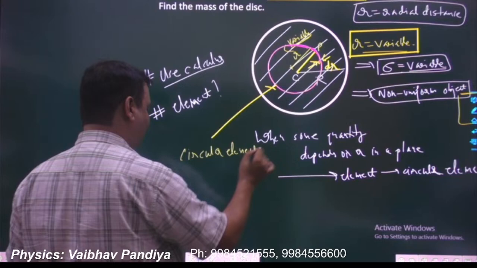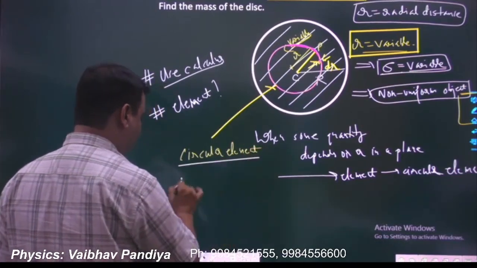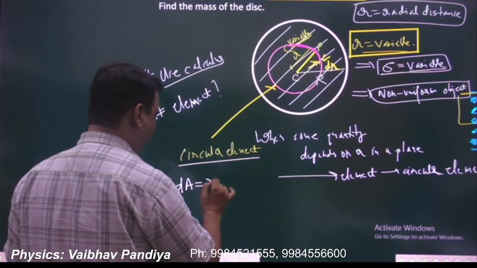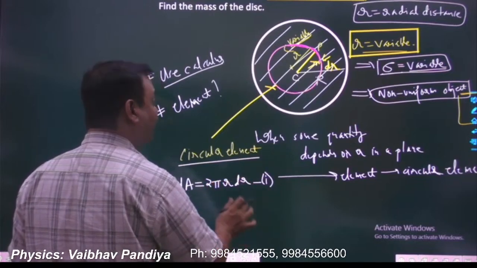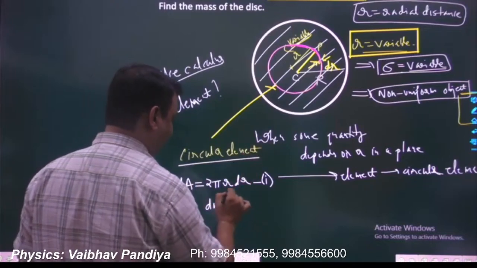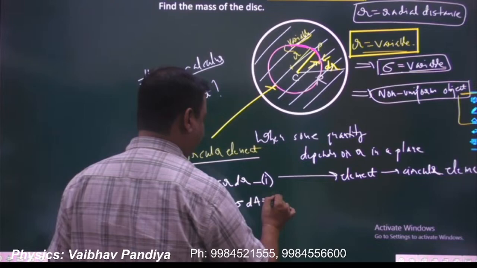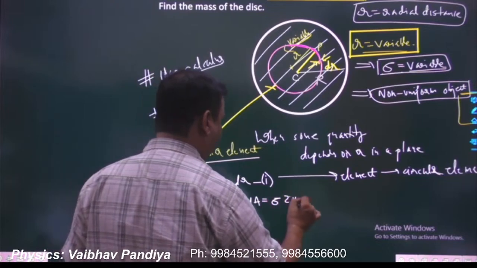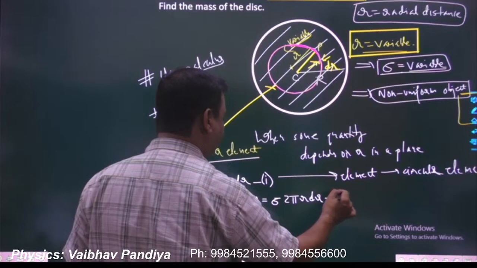Okay, now what will be the area of this element? Already you have seen all these skills I've taught you. So area I can directly write 2 pi, radius is r, thickness is dr. Okay, what will be the mass of this element? The mass we have to write dm, not m, mass of the element. It's sigma into dA. So it is sigma into 2 pi r dr. This is the mass of this element, correct?